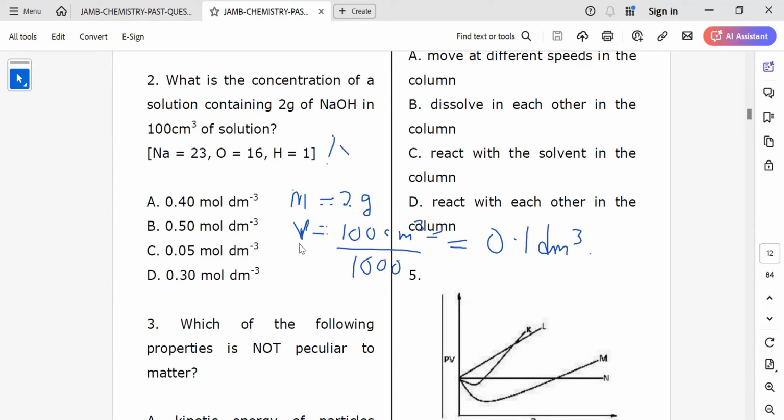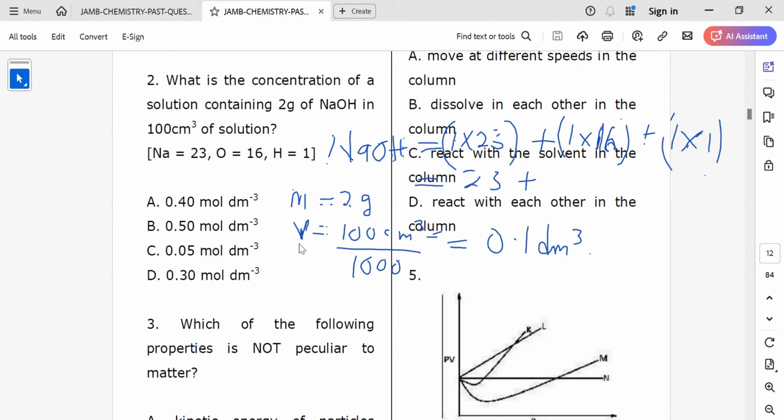Since sodium hydroxide is our compound, and from the question we already have the molar mass, and we only have one sodium here, we are going to say 1 times 23 in bracket, plus oxygen is 1, so 1 times 16, which is the mass of oxygen, plus hydrogen is 1, 1 times 1, since the molar mass of hydrogen is also 1. So we have 23 plus 16 plus 1. In total we have 40 gram per mole as the molar mass of sodium hydroxide.